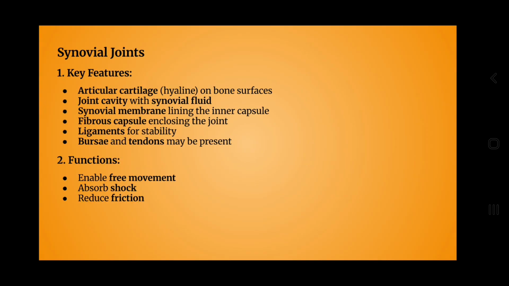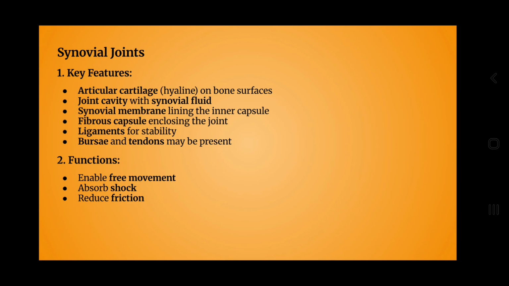Now, synovial joints in detail and radiology focus is also important. Synovial joints are crucial in musculoskeletal radiology because they are involved in most locomotion, sports injuries, and arthritis and joint dislocations seen on imaging. The key features involve articular cartilage covering the bone end with smooth hyaline cartilage, reducing the friction. Joint cavity contains synovial fluid acting as a lubricant.